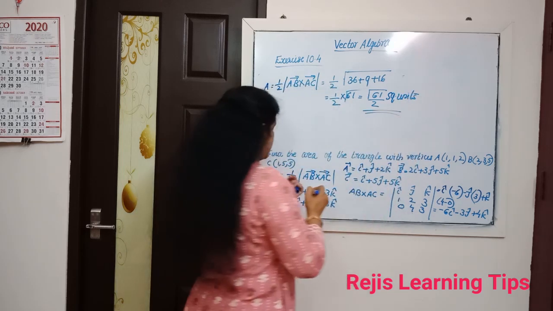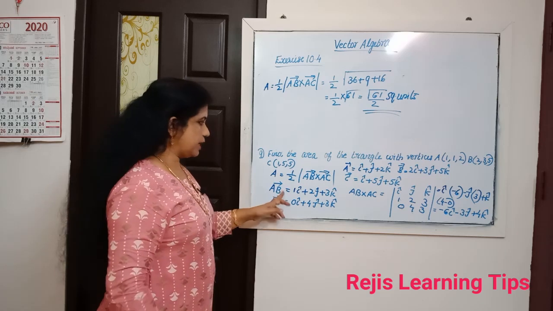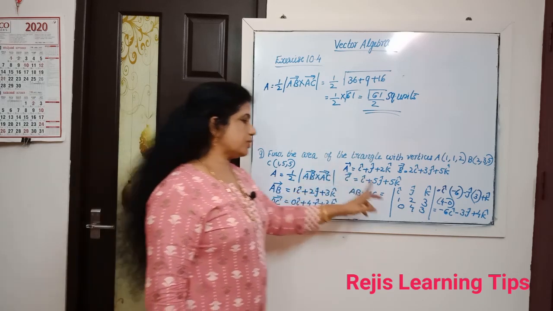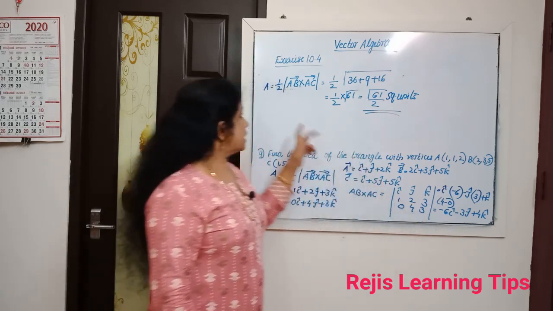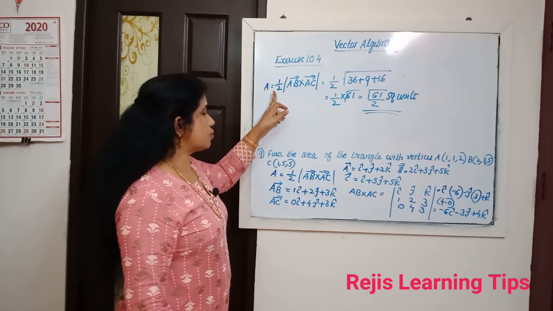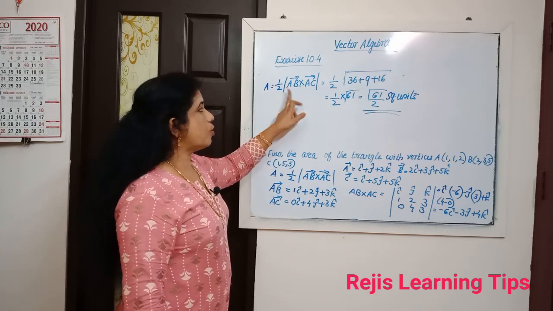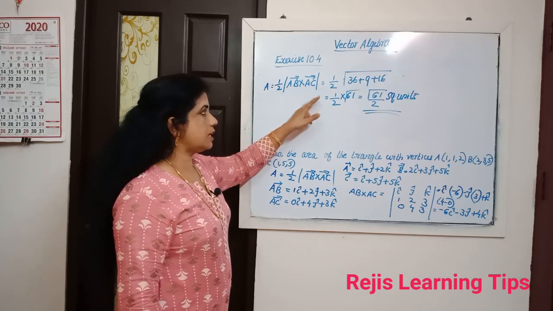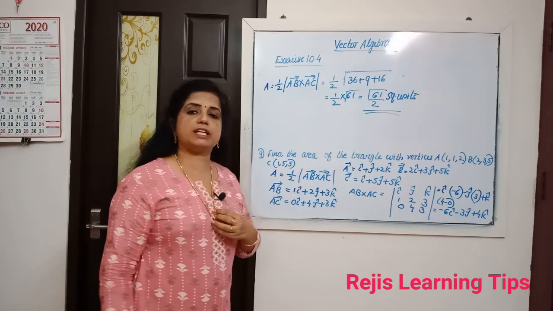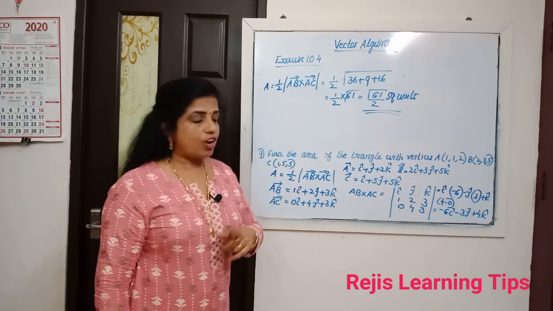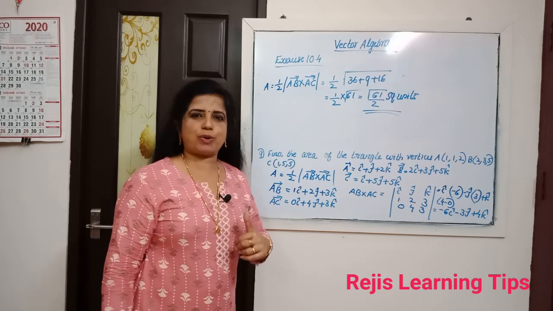Okay, understood? First we should find AB cross AC. After finding AB cross AC, then we should find area A is equal to half into modulus of AB cross AC. Then we will get root of 61 divided by 2 square units. Understood? Okay, then we can see the next problem.